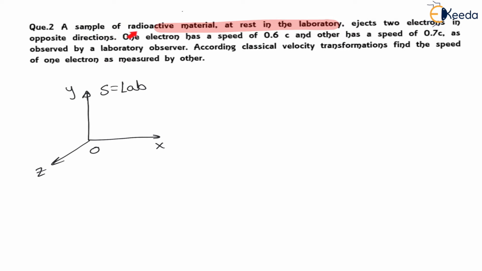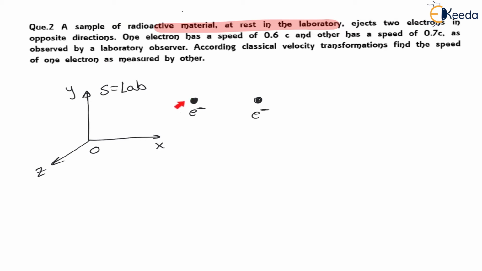Now the sample of radioactive material at rest in the laboratory ejects 2 electrons in opposite directions. Let us say this is the first electron and this is the second electron, but both electrons are ejected in opposite directions.